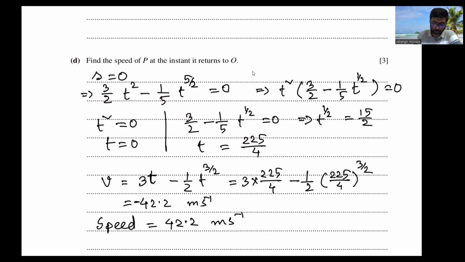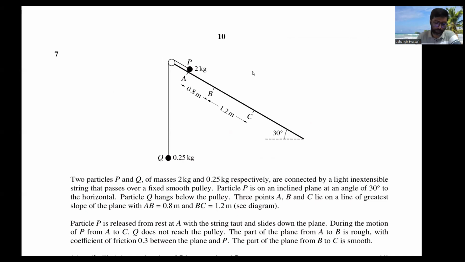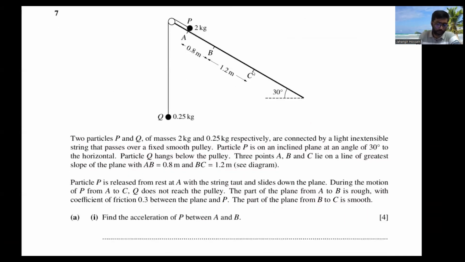Now let's move on to the next question, which is the last question of this paper. See, this is the sum involving a pulley. Two particles, P and Q, of mass 2 kg and 0.25 kg respectively, are connected by a light inextensible string passing over a fixed smooth pulley. Particle P is on an inclined plane at an angle 30 degrees to the horizontal. Particle Q hangs below the pulley.